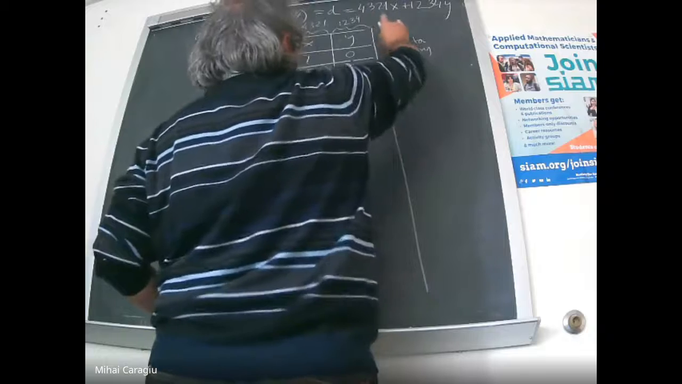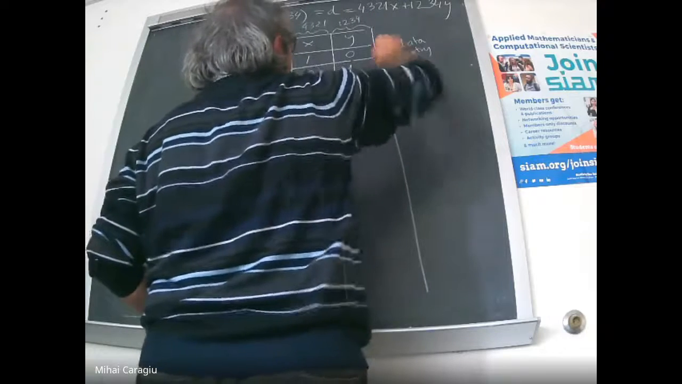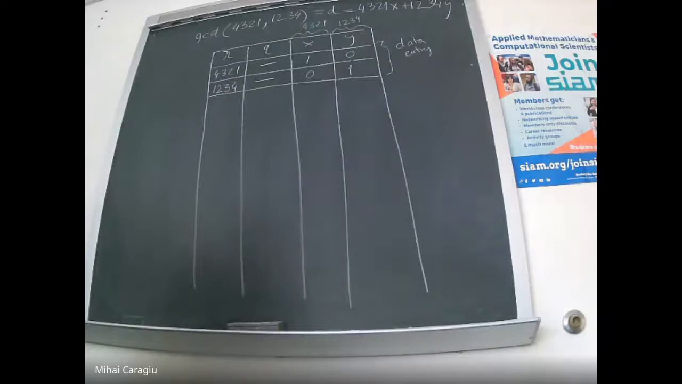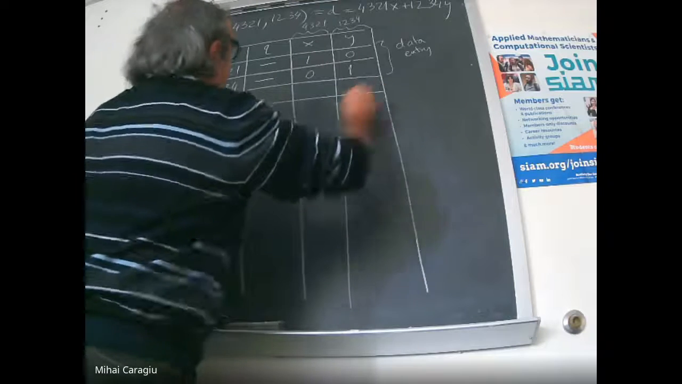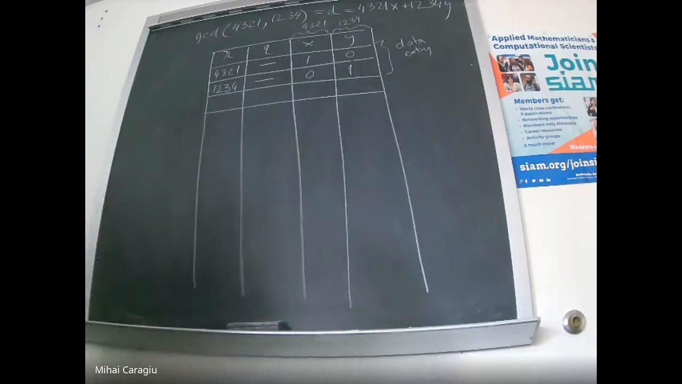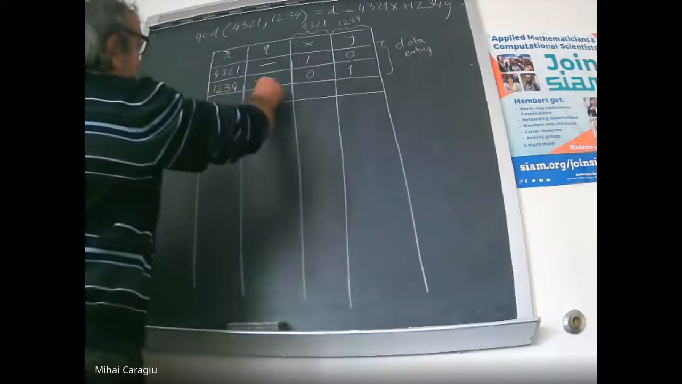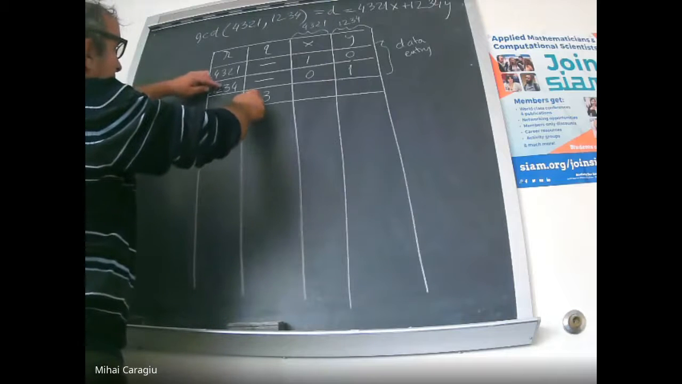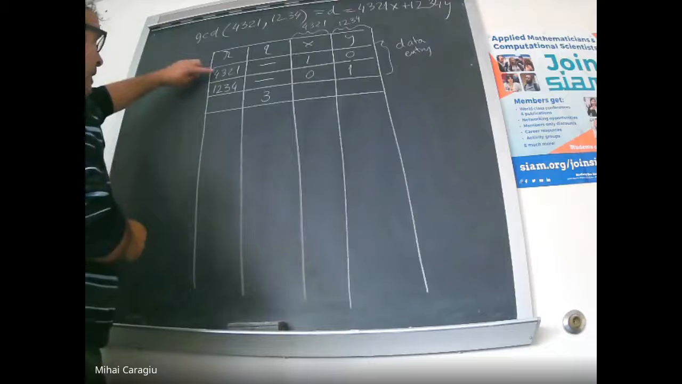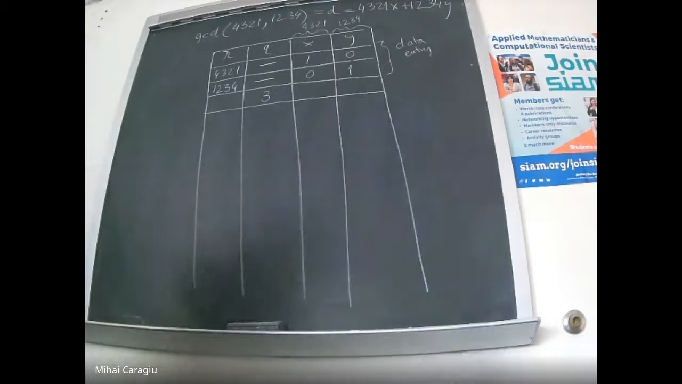Let's not count the head of the table. And then let's start the algorithm. At every step, the algorithm consists of dividing the big number by the small number with remainder. So how many times does 1,234 enter 4,321? It enters 3 times. Multiply 3 times 1,234, subtract from the big number, and the remainder is 691.